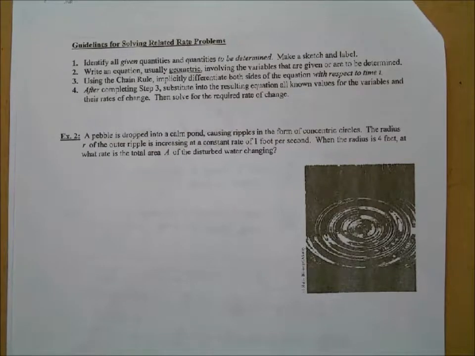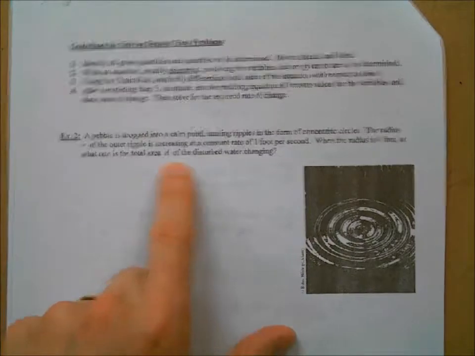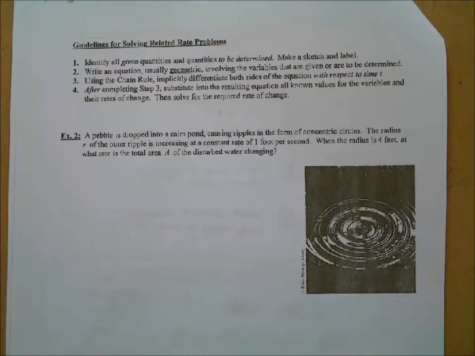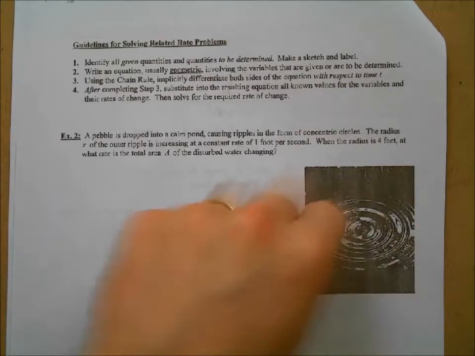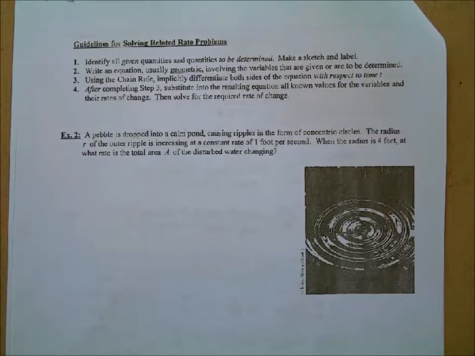Again, the idea is you drop a pebble in a calm pond that was flat. The pebble causes ripples, and those circles get bigger and bigger as time goes on. And so we want to find at what rate the total area A of the disturbed water is changing. The disturbed water is this area here where it was calm, but now it's wavy.